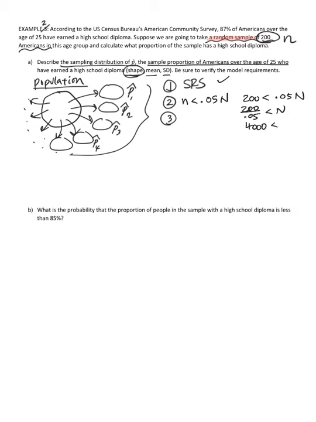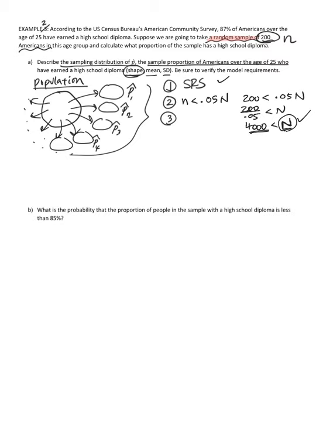So that's 4,000, right? Do we have more than 4,000 Americans over the age of 25? Yes, absolutely. We don't know the exact number for this population, but we can easily assume that it's more than 4,000. So yes.